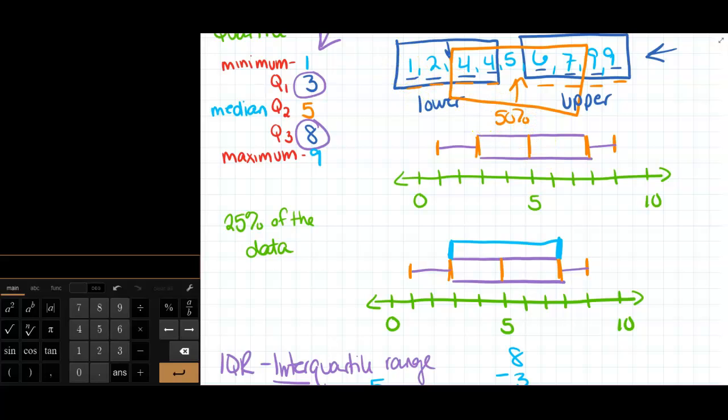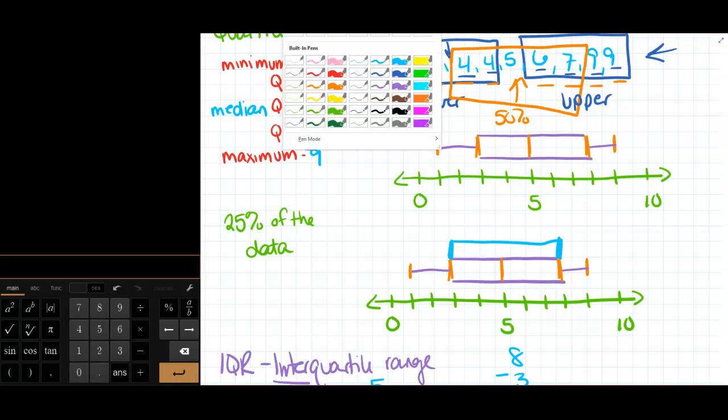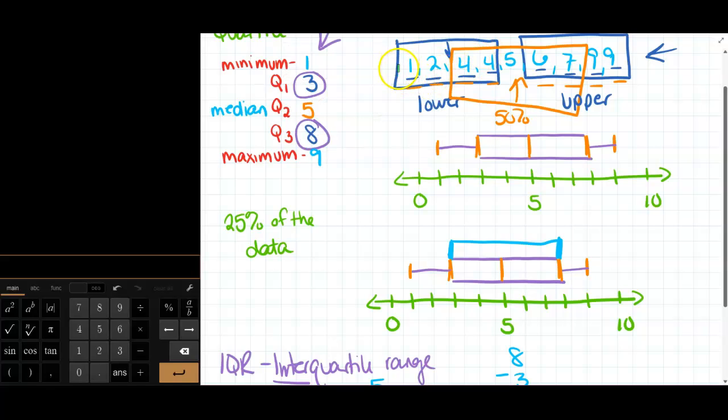But each one of these, let's use a highlighter. It's green. Each one of these is a quarter. This is a quarter. This is a quarter. This is a quarter. Okay. So if I were to ask you, where's the first 75% of our data, you could say between 1 and 7.